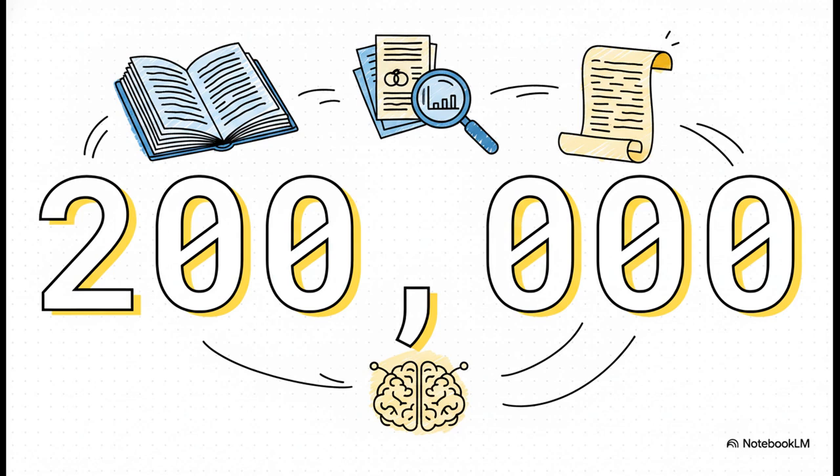200,000. That's the massive token limit for the context window in the Claude 3 family of models. To put that technical number into perspective, that means Claude can read, process, and remember roughly a 500-page book in one single sitting. No way, right?